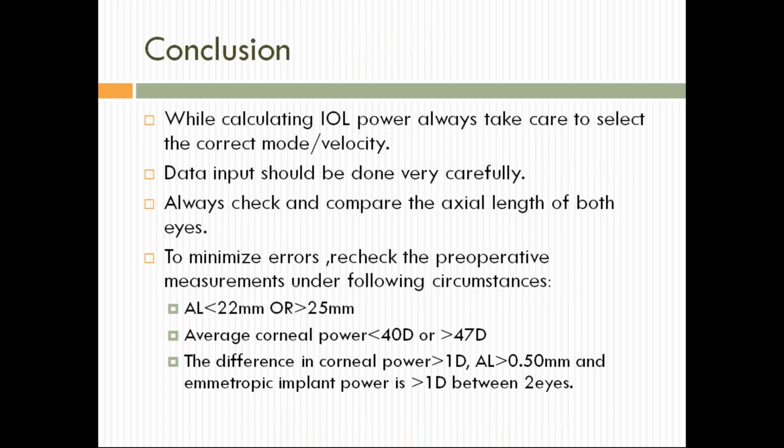So concluding, while calculating IOL power, always take care to select the correct mode or velocity. Data input should be done very carefully. Always check and compare the axial length of both eyes to minimize errors. Recheck the pre-operative measurements under the following circumstances: if the axial length is less than 22 mm or greater than 25 mm, average corneal power less than 40 diopter or greater than 47 diopter, the difference in corneal power greater than 1 diopter, axial length difference greater than 0.50 mm, and emmetropic implant power difference greater than 1 diopter between the two eyes.